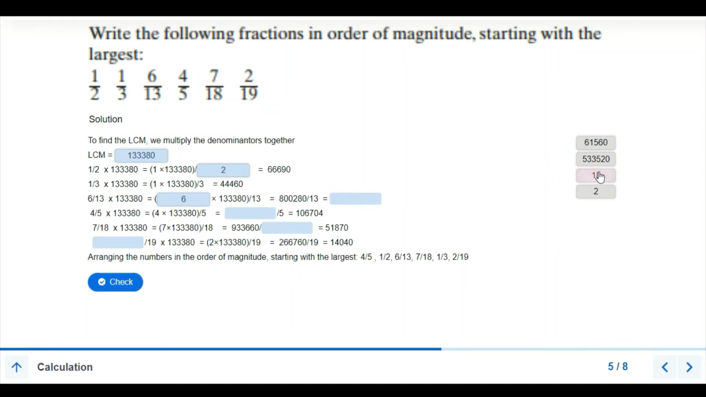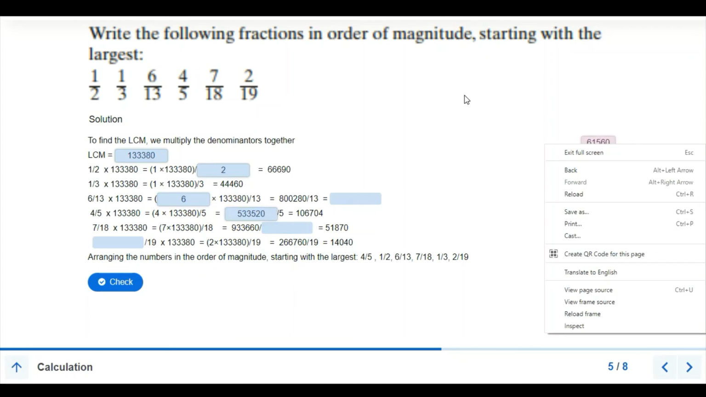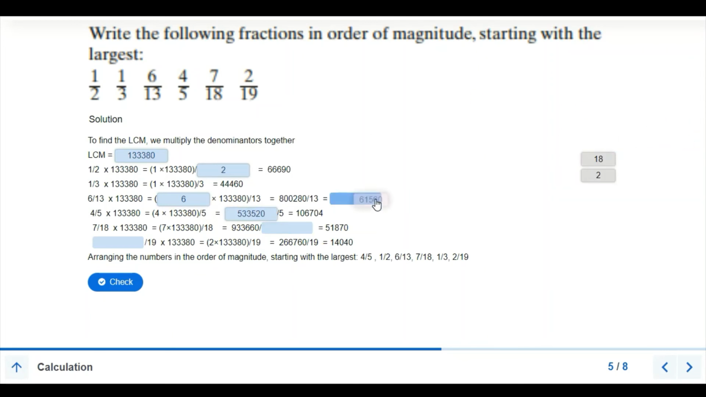Let's see. Okay, it's not bringing it in. So if we are to look at this, we are to have this as our answer. Okay, now let's look at the next one. 4 over 5 times the LCM. Which multiply 4 over 5 with the LCM, it should give us this. So we have rearranged it. This should give us this anyway, and this should be the answer for 6 over 13 multiplied by the LCM.